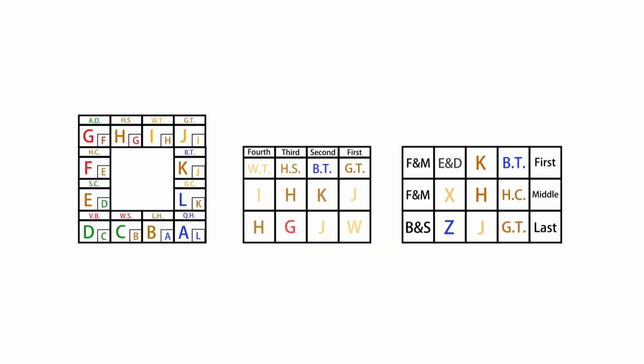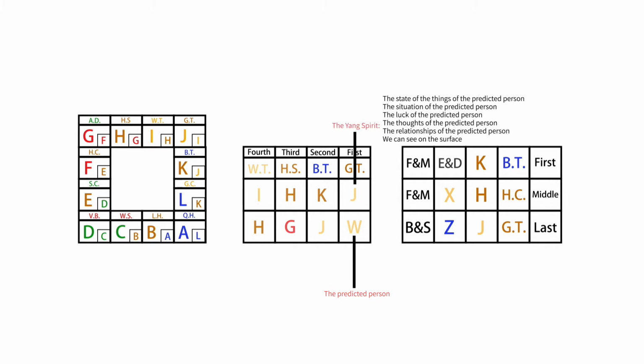In predicting things about two people, in the 4 lessons, the symbol below the first lesson represents the predicted person, and the symbol above the first lesson we call the young spirit. The young spirit represents the state of things of the predicted person, the situation, the luck, the thoughts, the relationships of the predicted person. These are the things that we can see on the surface.